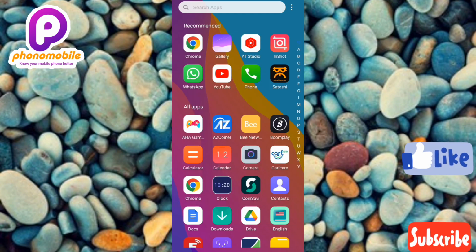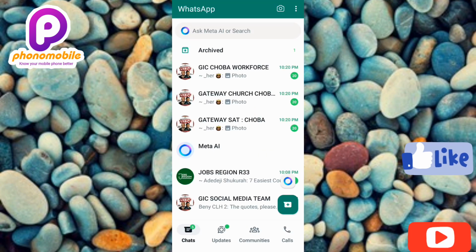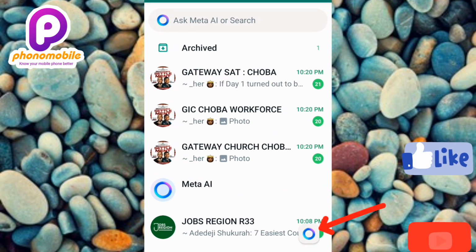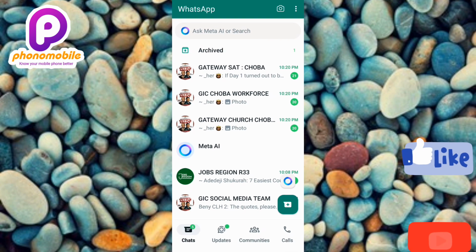So guys, the first step you have to take is to tap on your WhatsApp. So let me tap on my WhatsApp to open it. So guys, once your WhatsApp opens up, what you have to do now is to tap on the Meta AI icon. You can see it there. It's at three places. You can see the first one here on the right hand side, the second one there on the left hand side, and the third one there at the top where it is written Ask Meta AI or search. So guys, let me tap on one of it. Let me tap on this one on the right hand side.